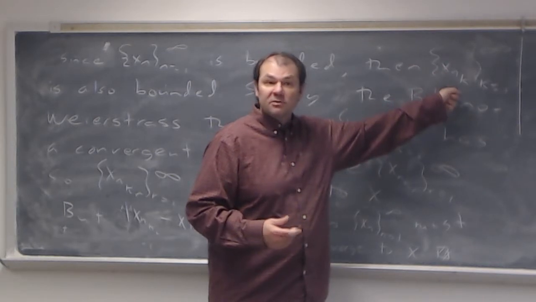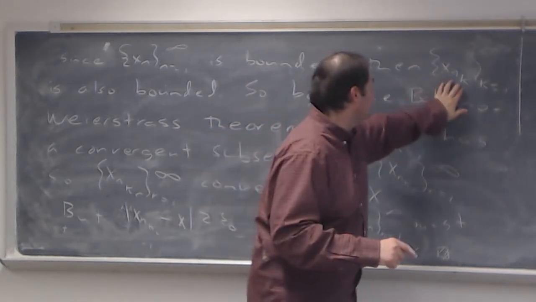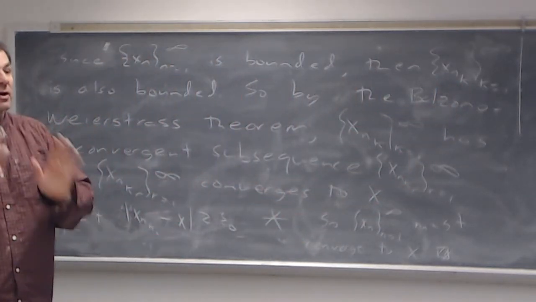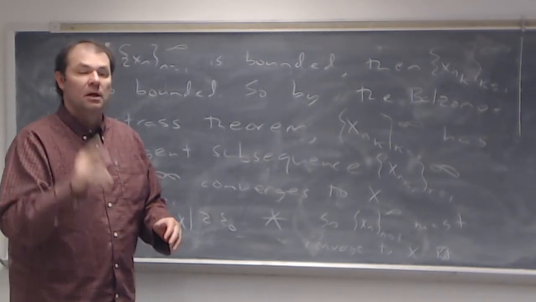If you give me a bounded sequence, it has a convergent subsequence. So I've got a subsequence of x_{n_k}. I call it x_{n_{k_r}}. So it's a convergent subsequence. I don't know what it converges to, okay? But it converges. But wait a minute.